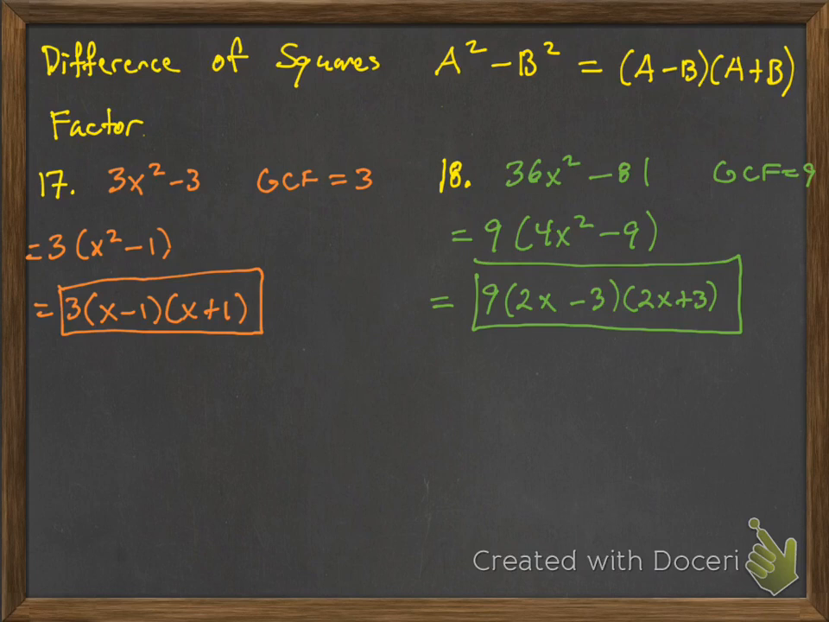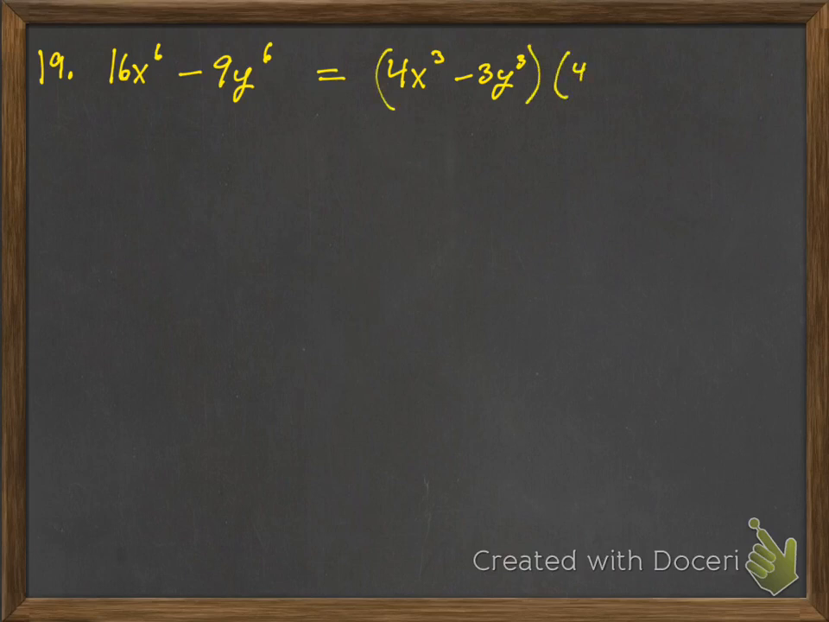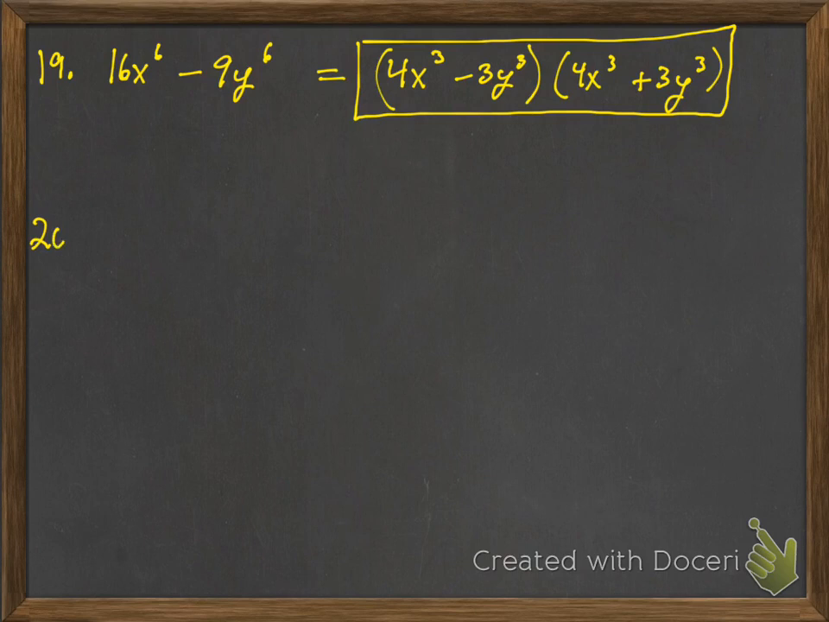All right, we got 2 more for you. We're going to get a little bit more advanced example. Number 19, we're going to look at 16x to the 6th minus 9y to the 6th. No GCF, but 4x cubed times 4x cubed is 16x to the 6th, and 3y cubed times 3y cubed is 9y to the 6th. So it is a difference of cubes. I'm sorry, difference of squares. Okay, that's it. All right, and one more.